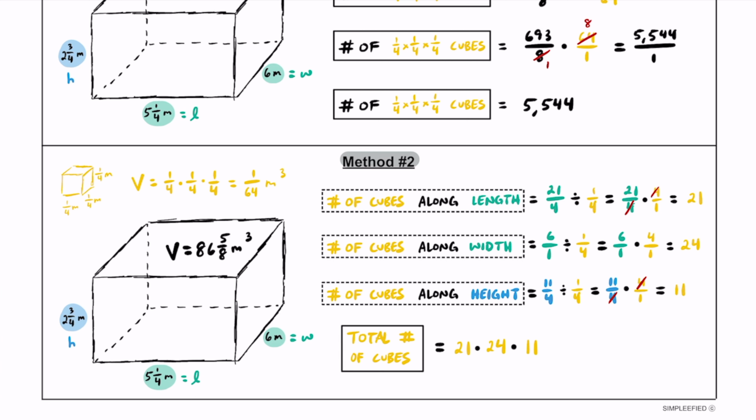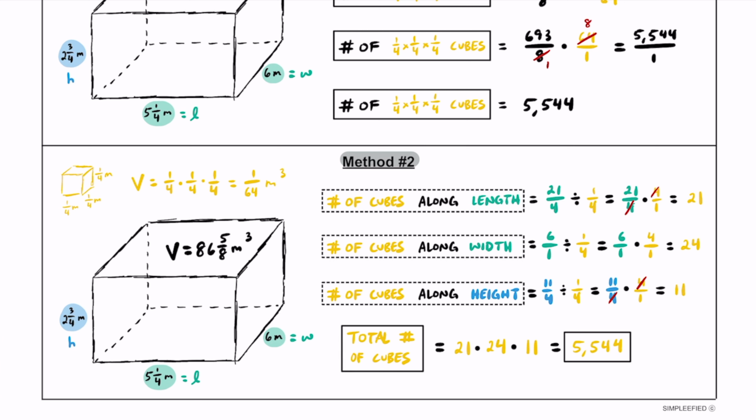So if we multiply 21 by 24 and then multiply that by 11, surprise, surprise, you can do that long multiplication out, and you're going to end up getting 5,544. And so hopefully that confirms for us that we can use both of these different methods to think about it in a slightly different way, but also be able to conceptualize that we can find the volume of this rectangular prism and find out the number of cubes that fit perfectly inside of it.